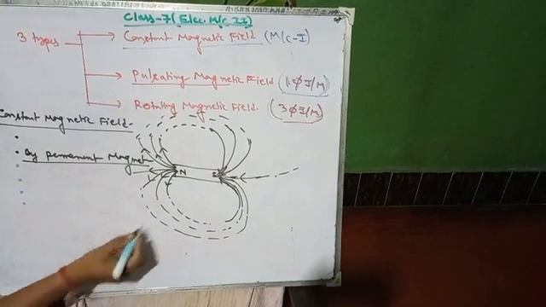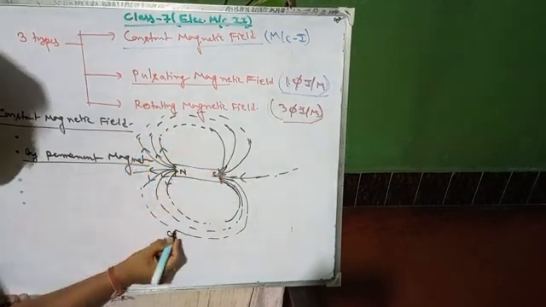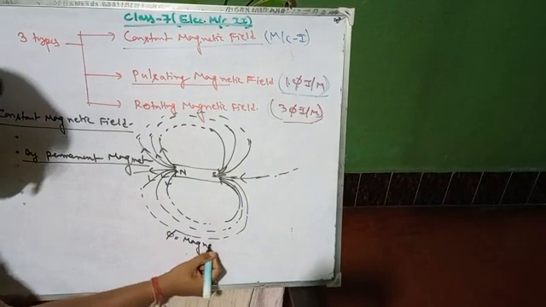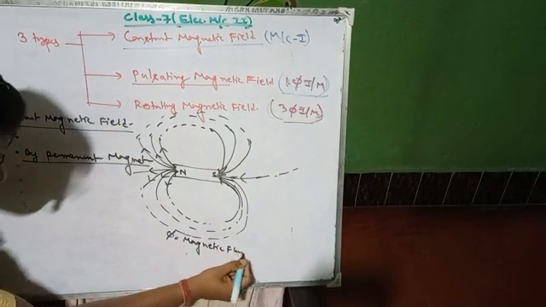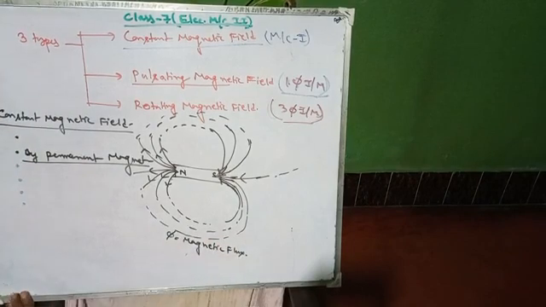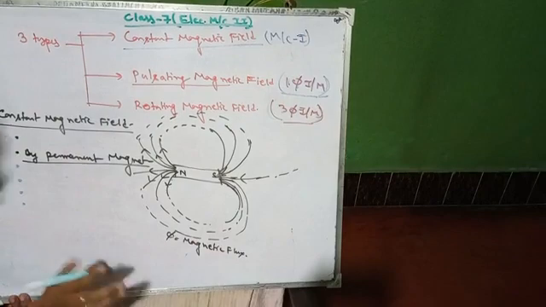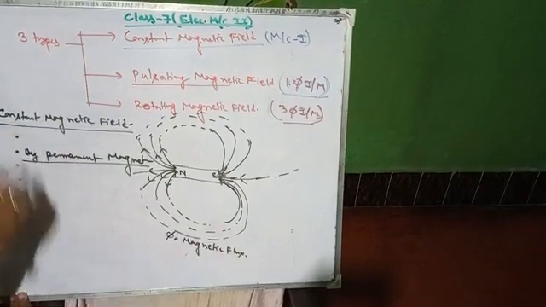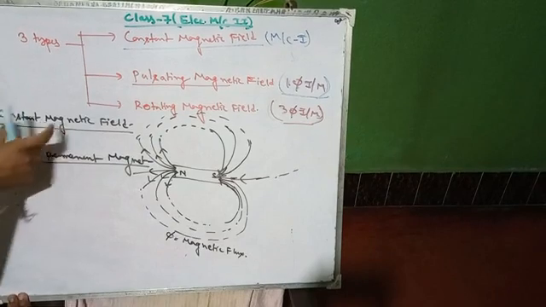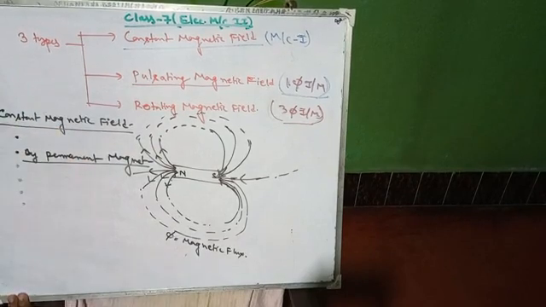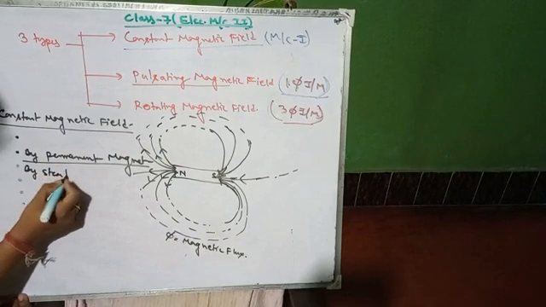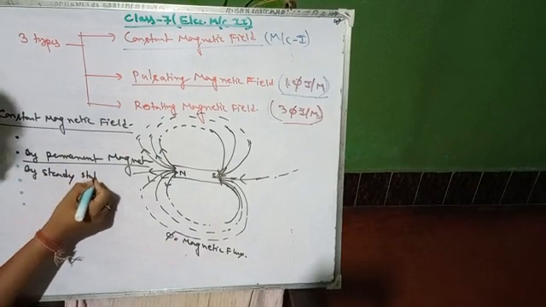This is a magnetic field. So this is a uniform magnetic field. This flux phi equals magnetic flux, and this is a uniform magnetic field produced by a permanent magnet. A permanent magnet always produces a uniform magnetic field, which is taken as a constant magnetic field. And the second one is by steady state current.